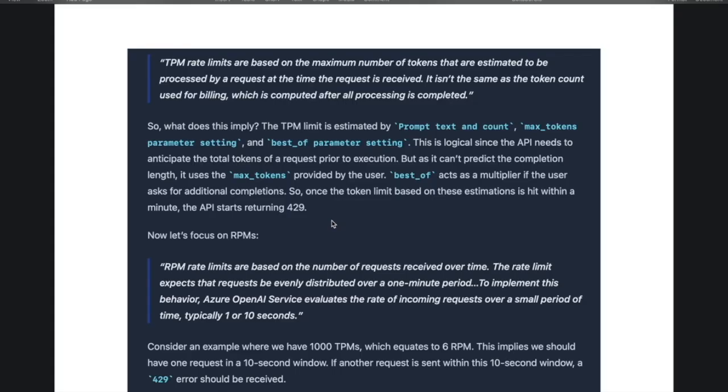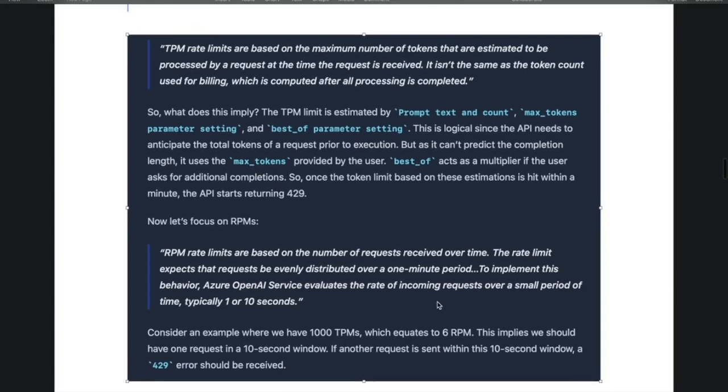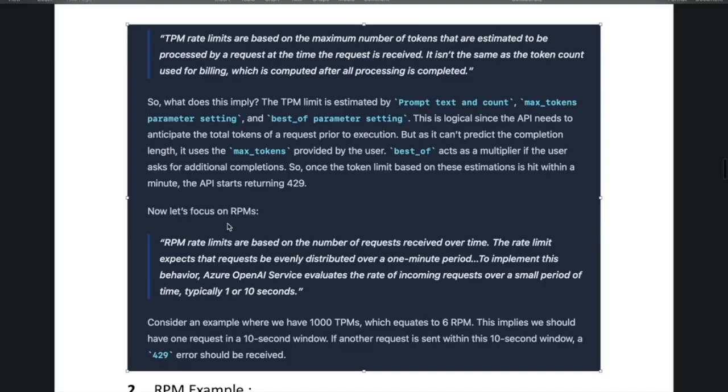But when it's calculating TPM, because it is calculating prior to processing, it does not know how many tokens will be generated in the output, so it uses the max tokens that you have sent. So even though they'll perhaps not be used, you have to be very considerate when choosing the max tokens assigned as well.